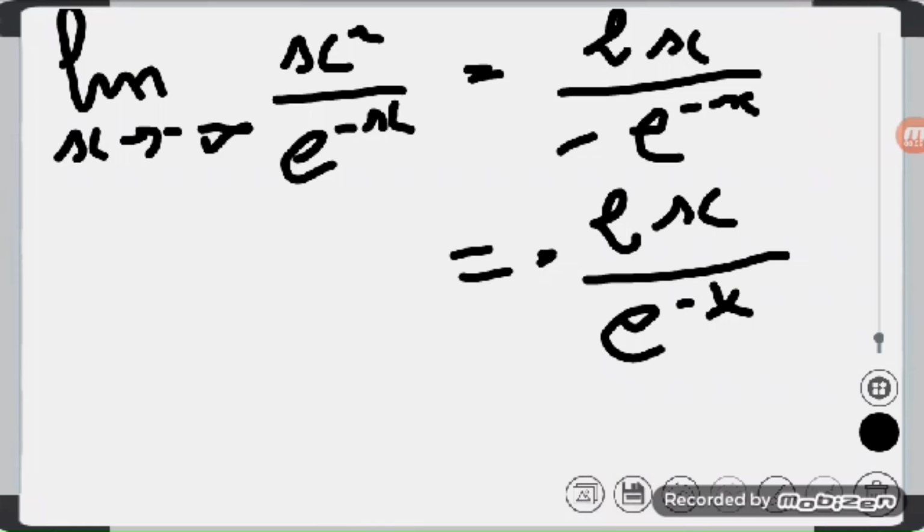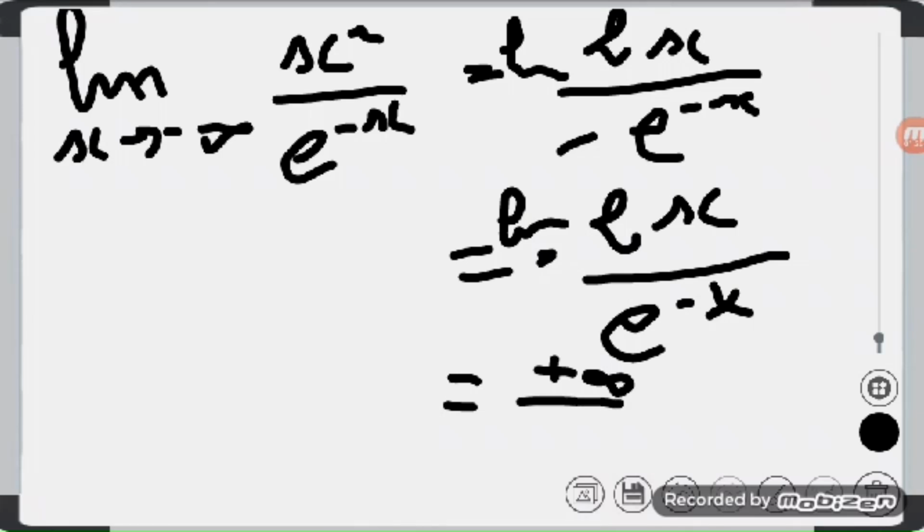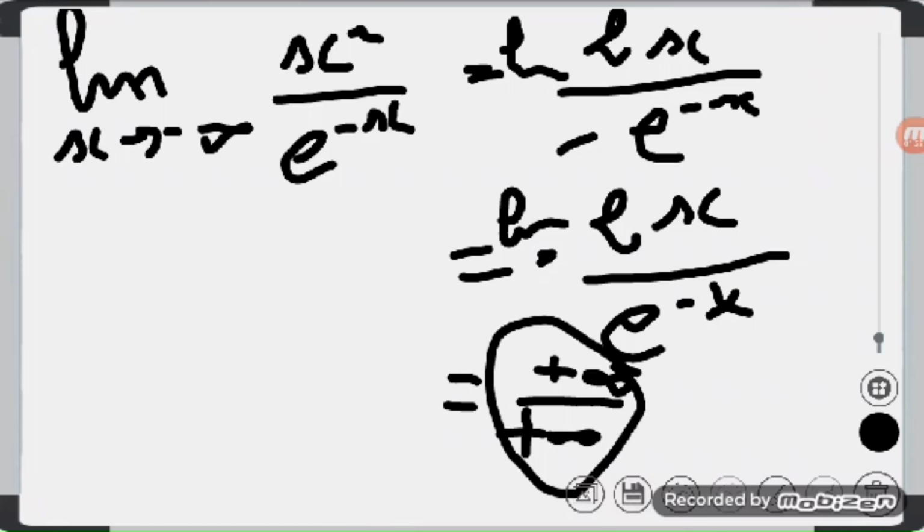However, this is all under a limit. If we evaluate this again, we'll again find that we have infinity over infinity. So again, infinity over infinity is one of the cases where we can use L'Hopital's rule, just like we did with 0 over 0.